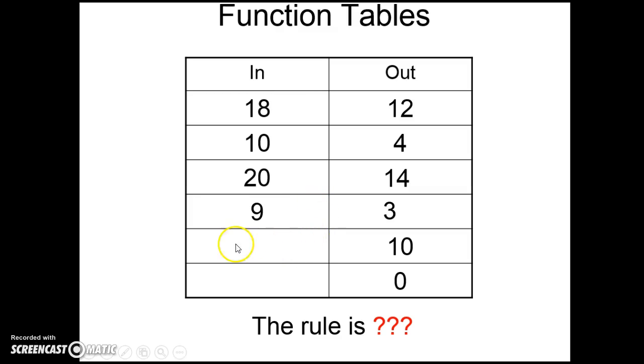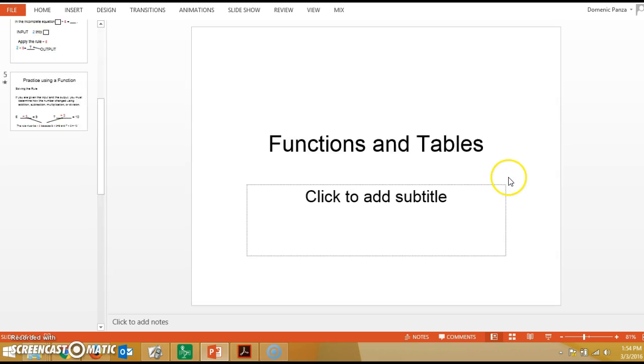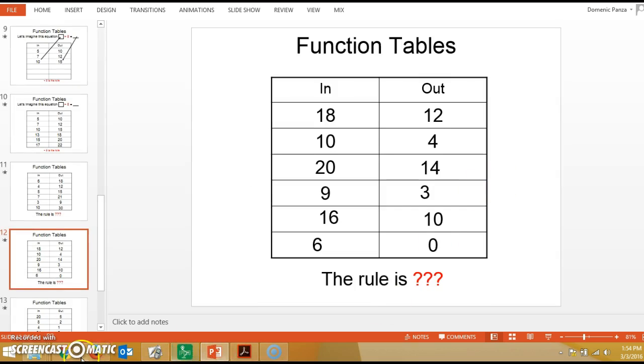And now I'm left with the blank on the opposite side. Well, if I subtracted to get the output, then I need to add to get the input. Remember, I was subtracting by 6, so I do the opposite. I add 6. That gets me 16. Again, I have the output. How do I find the input? The opposite. I add 6. So the rule was subtract 6. Place the input, subtract 6, and get your output. That's how you complete a function table.